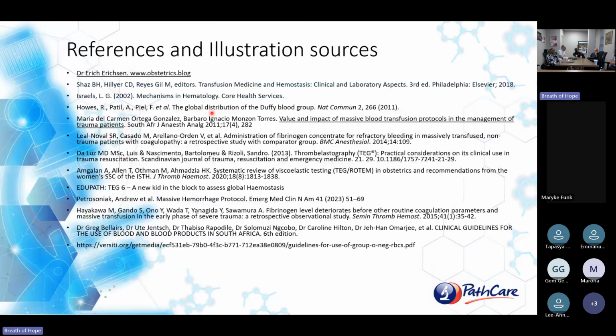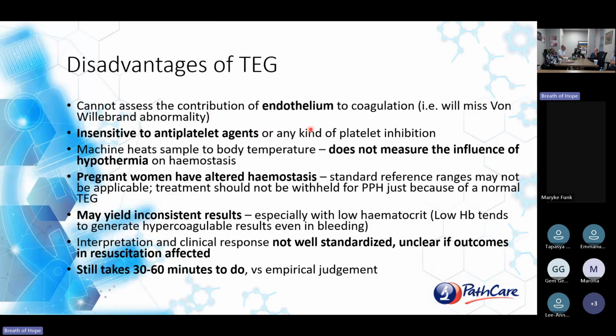The disadvantages of the TEG: you cannot assess the contribution of the endothelium to coagulation. So if the patient has von Willebrand abnormalities, you can still get a completely normal TEG. It's insensitive to antiplatelet agents and platelet inhibition. The reason for this is that the TEG measures the physical volume of the platelets due to the cytoskeletal activity, not really platelet activation per se.